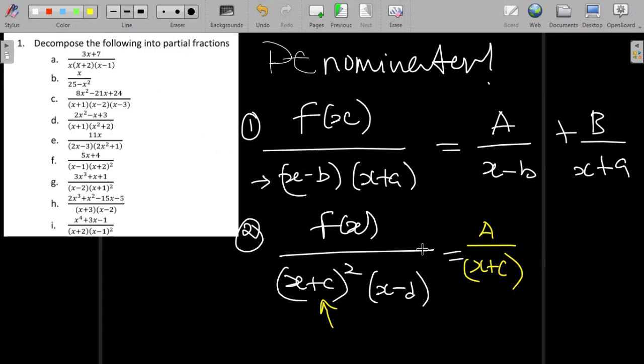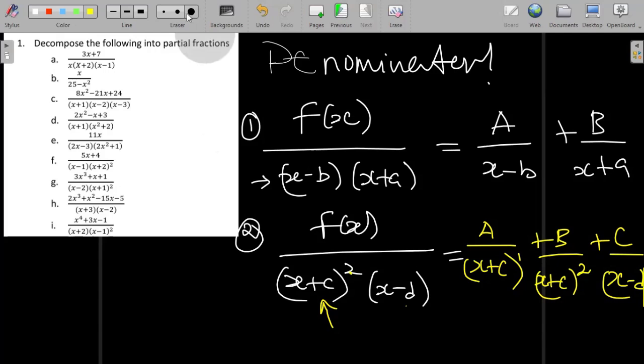So you put the factors in increasing power. The first one will be x plus c to the power 1. The second one will be x plus c to the power 2. So it will be b over x plus c to the power 2, and then plus c, and then we put this one. If this was power 3, then first it would be power 1, then another one with power 2, and then another one with power 3. So this is the second type of denominator that we are going to have.